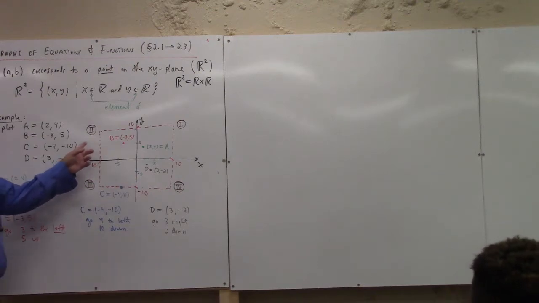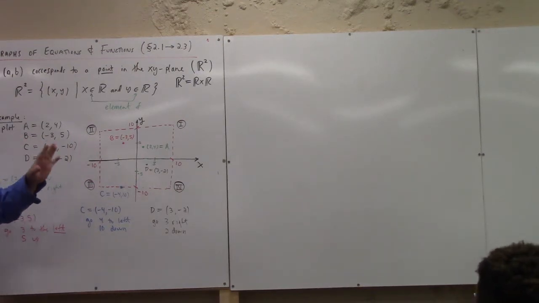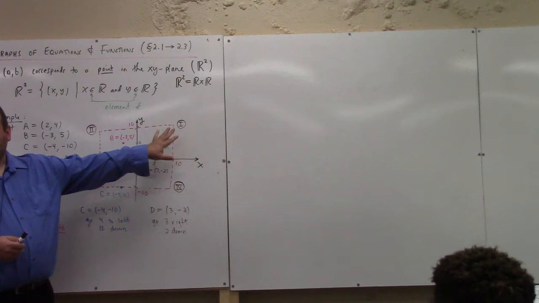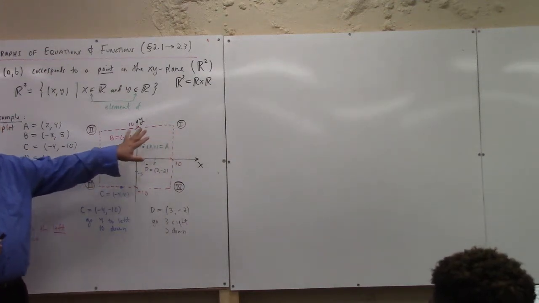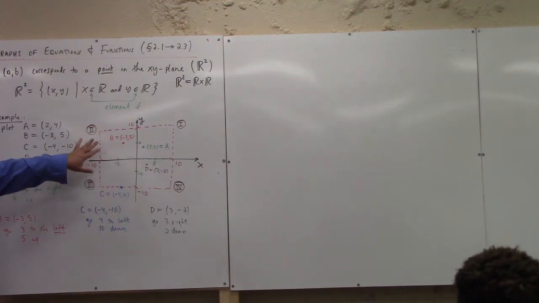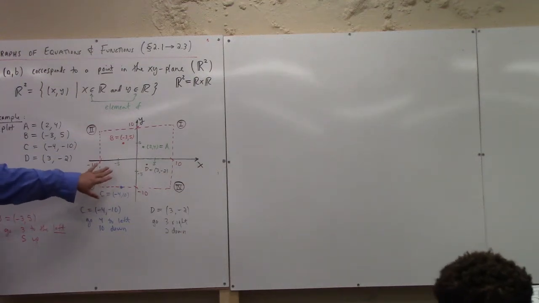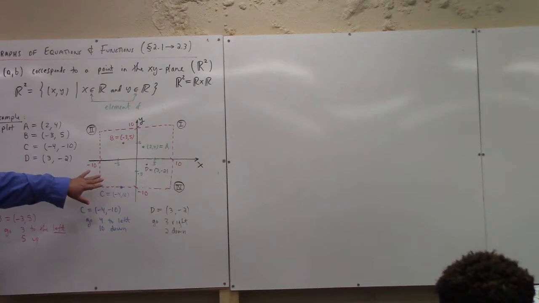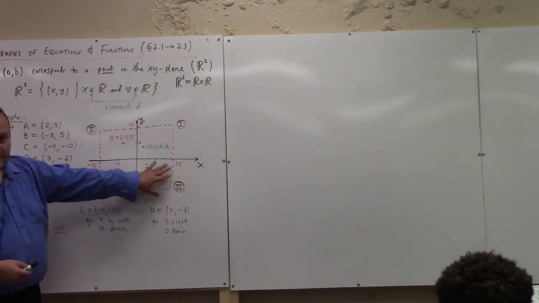Anyway, so can you guys tell me, let's put it into words. Quadrant 1 has both x and y positive. Quadrant 2 has x negative, y positive. Quadrant 3 has both x and y negative. And quadrant 4 has x positive but y negative, right?